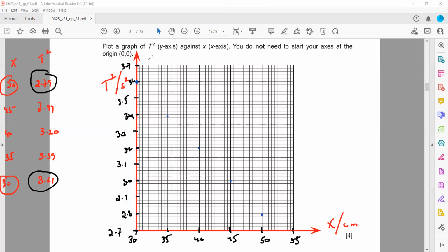Now what we do, use thin lines whenever you join the points. Try to use thin lines. And these points appear to be in a straight line. So this is how we plot a graph for t square and x, where t square is on the y-axis and x is on the x-axis.